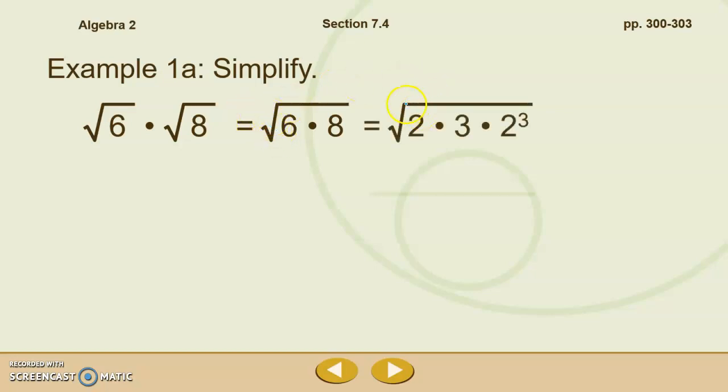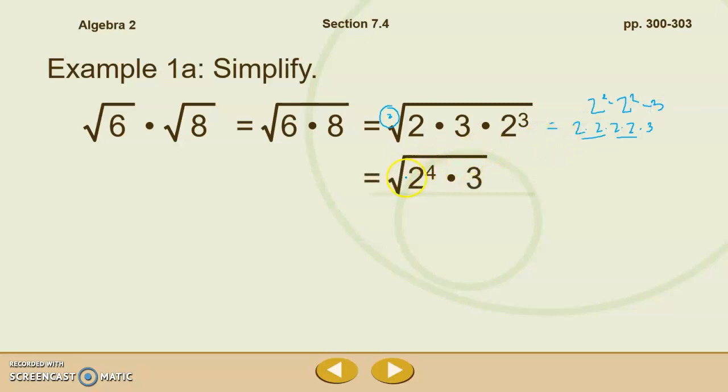6 times 8 is 48, but if we do the prime factorization, what we get is 2 times 3 times 2 times 2 times 2, or 2 times 2 times 2 times 2 times 3. We do the whole prime factorization. We are taking the square root, so we're looking for groups of 2. So I can rewrite that as 2 squared times 2 squared times 3.